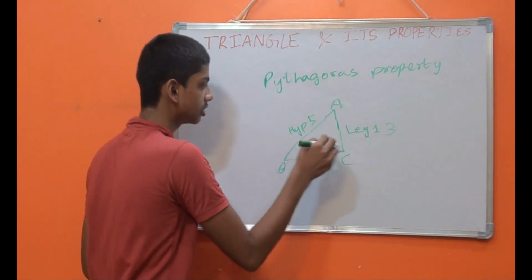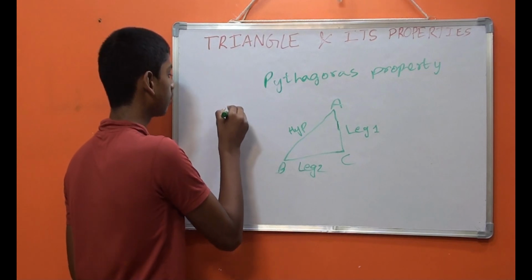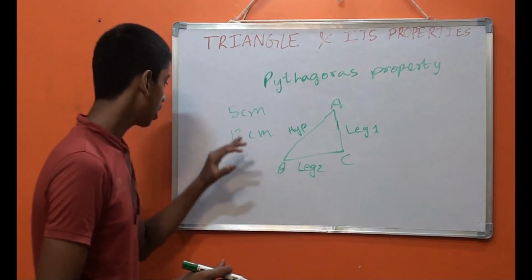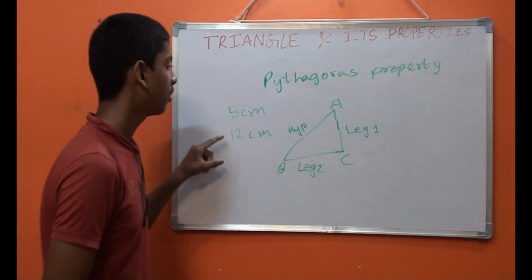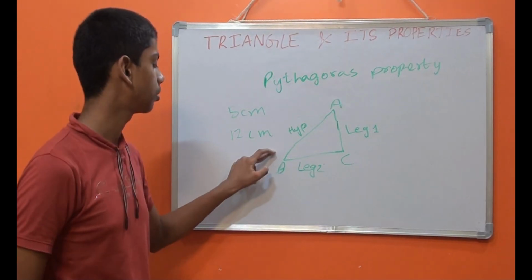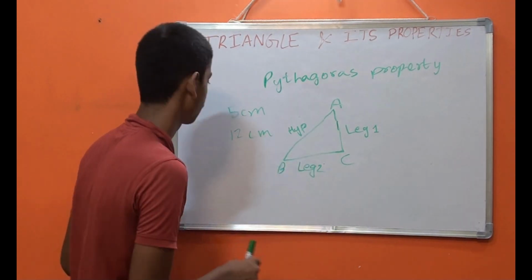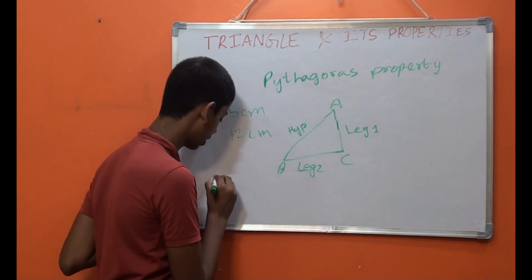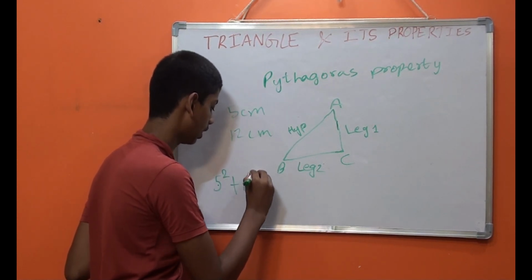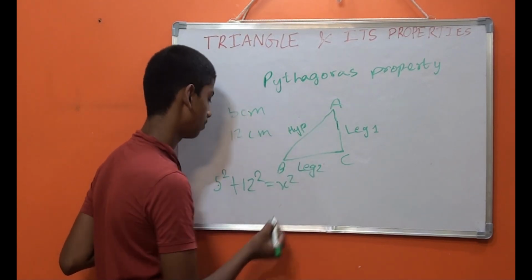Now similarly, let's see another pair. Now let's take this side as 5 cm, this side as 12 cm. They asked a question saying that AC length is 5 cm, BC length is 12 cm. We have to find the length of the hypotenuse, which means AB. Now then we would have a formula like 5 square plus 12 square equals, we have nothing here, so let's take it as x square.